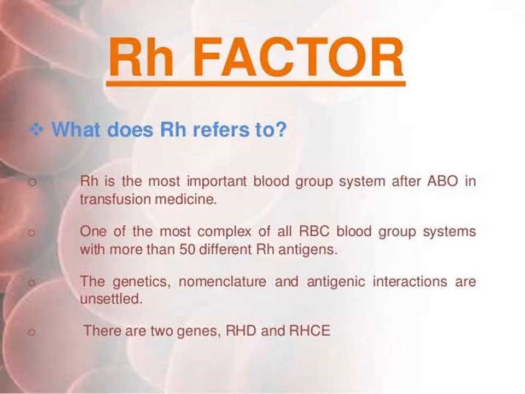What does RH refer to? RH is the most important blood group system after ABO in transfusion medicine. It is one of the most complex RBC blood groups, with more than 50 different RH antigens. The genetics, nomenclature and antigenic interactions are unsettled. There are two genes, RHD and RHCE.